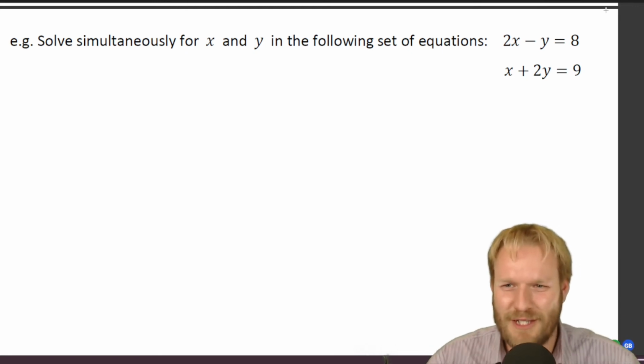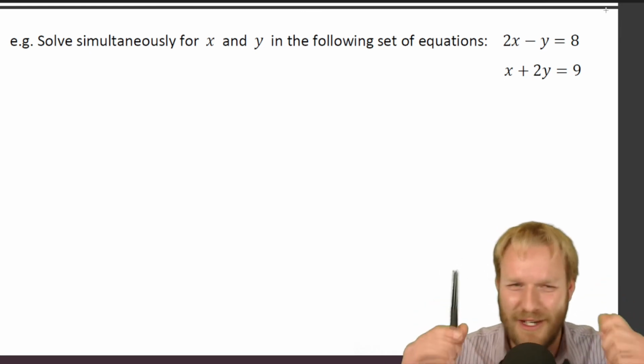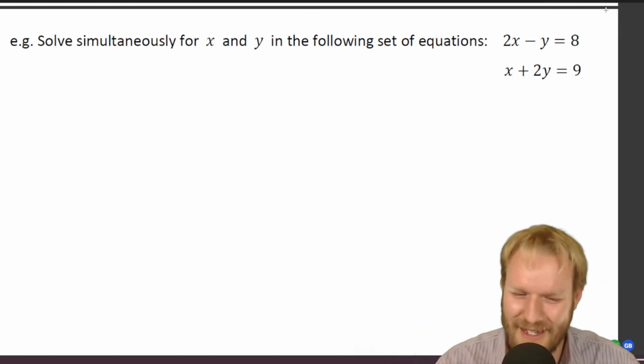So we've got 2x minus y equals 8, x plus 2y equals 9, and we need to solve simultaneously.